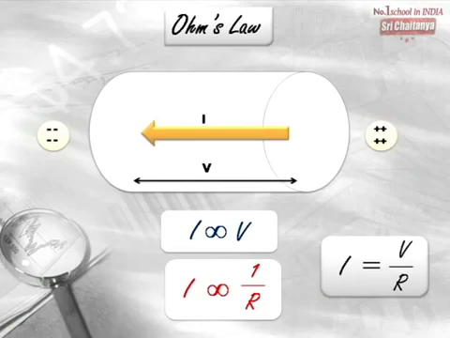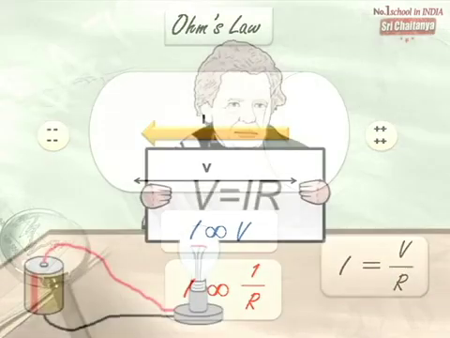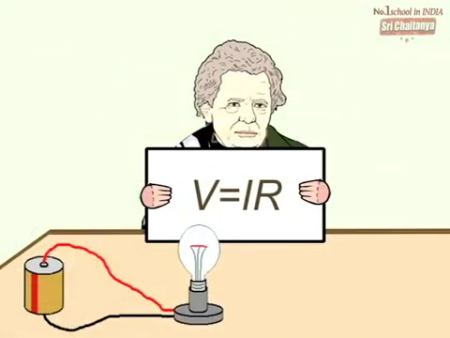Combining these two terms, we get I is equal to V/R or V is equal to IR. The reason why we represent Ohm's law as V is equal to IR is because it's a lot easier to print in textbooks and reading material. Let's dwell on this resistance a bit more.